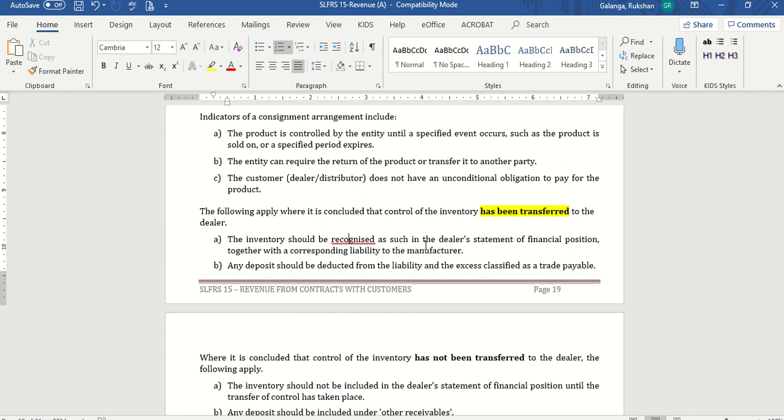because control has transferred, right? Together with the corresponding liability to the manufacturer.